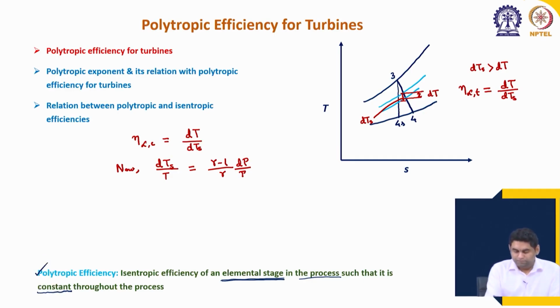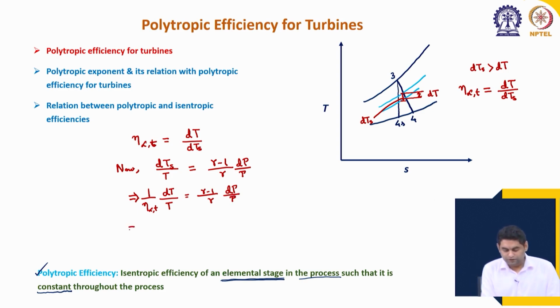Now we can replace this dTs in terms of dT and the polytropic efficiency. This is T, not C, for turbine. So, this will be dT by T times 1 by the polytropic efficiency of the turbine is equal to gamma minus 1 by gamma times dP by P.